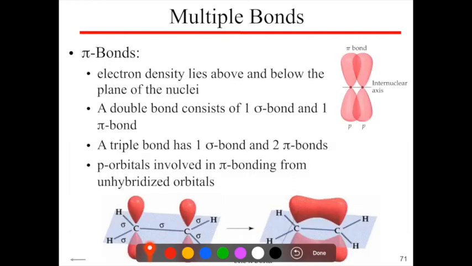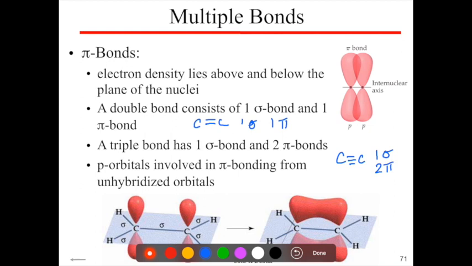This is not the only way that you can bond. There is what's called a pi bond. A pi bond is the second bond in a double bond and the second and third bond in a triple bond. So if you have two bonds between carbons, then you have one sigma bond and one pi bond. If you have a triple bond, then you have one sigma bond and two pi bonds.